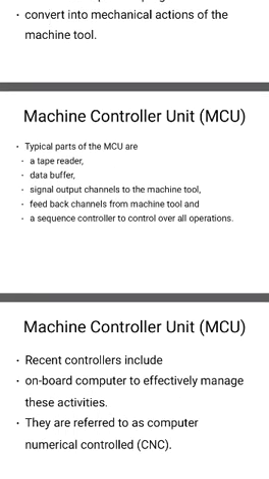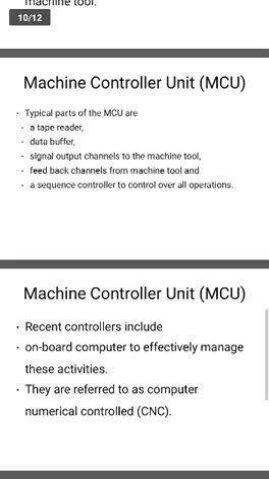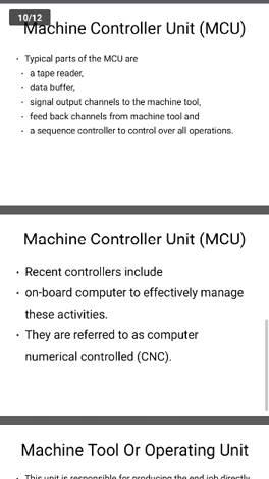Recent controllers include an on-board computer to effectively manage these activities. These activities are referred to as computer numerical control. It is connected with the CPU. That's why it is called a machine control unit. From this system only we can control on, off and start the machine.